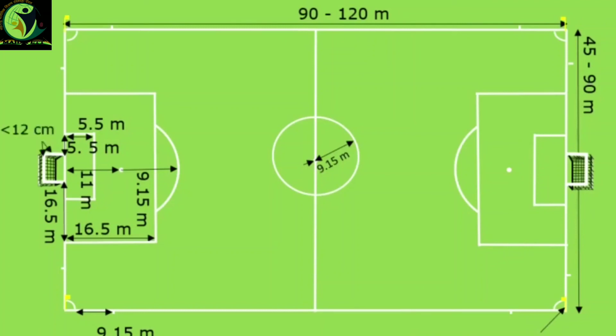Now let's discuss the size of the goal post. The distance between the inner posts is 7.32 meters or 8 yards, and the height of the post is 2.44 meters or 8 feet from the ground to the crossbar.